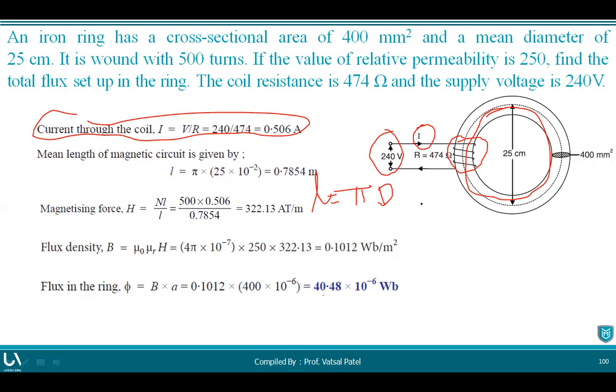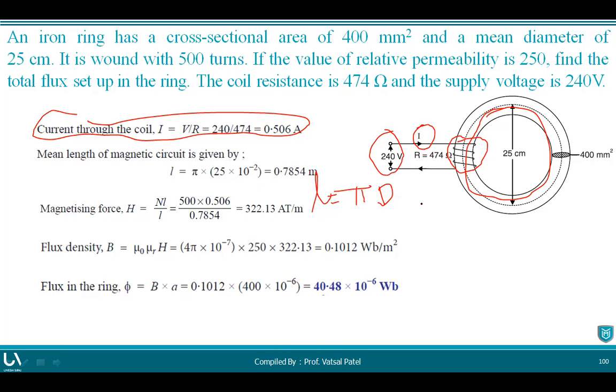And we find the magnetizing force of 322.13 ampere turn per meter. That is, you can say, mmf per length. From the magnetizing force we got, we can identify the magnetic flux density by using the equation B = mu 0 mu r into H. That is what we are going to identify for our iron ring component.